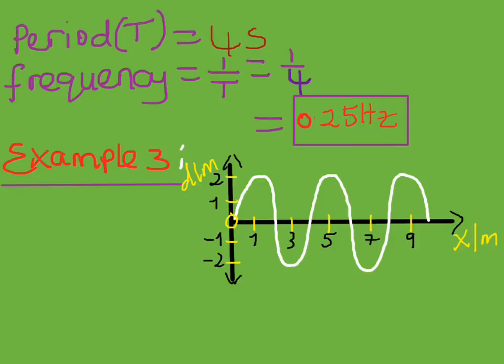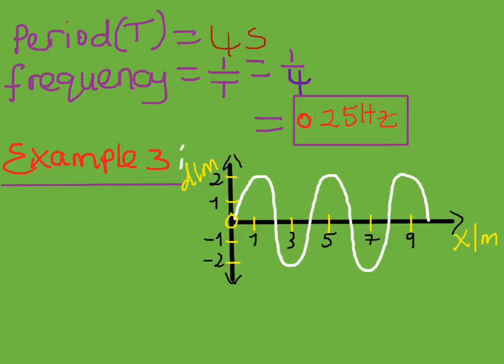Take the next example, example 3. Look at the graph given. What type of graph is it? It is a displacement-distance graph, because the vertical axis shows the displacement in meters, while the horizontal axis shows the distance in meters. What information can you get from this graph?